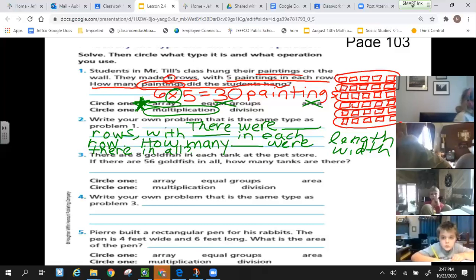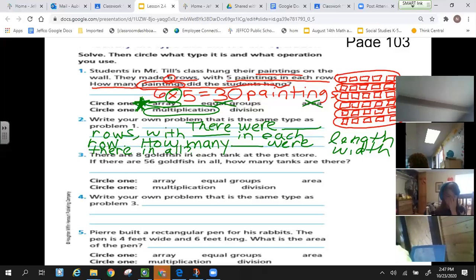Robert, I'm going to ask you to share yours, so be ready, okay, bud? I'm going to give you another minute, but I'm going to call on some people to share their problems. So be ready. So we said it was an array. Circle, array. And now you are writing your own problem very similar to that. So you know what unit you want to use? So we hung our posters on the wall, or the class hung their posters on the wall.